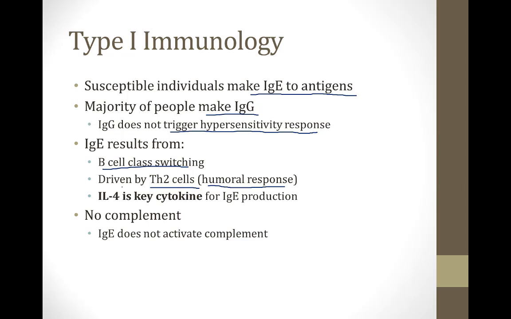A key cytokine is IL-4. IL-4 triggers the B cells to class switch and produce IgE, and it's very important in type 1 hypersensitivity reactions. And then finally, you should recognize that complement is not involved here. IgE does not activate complement, and the complement system is not an important component of the type 1 reactions.